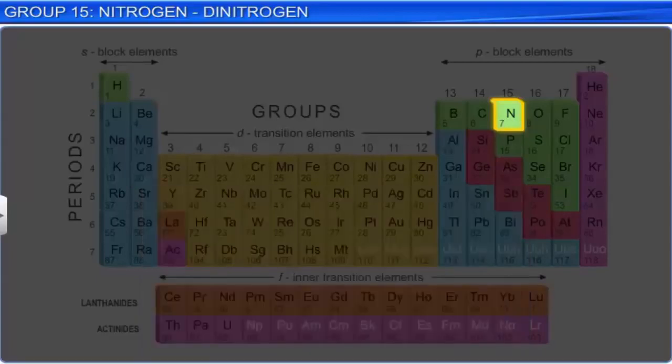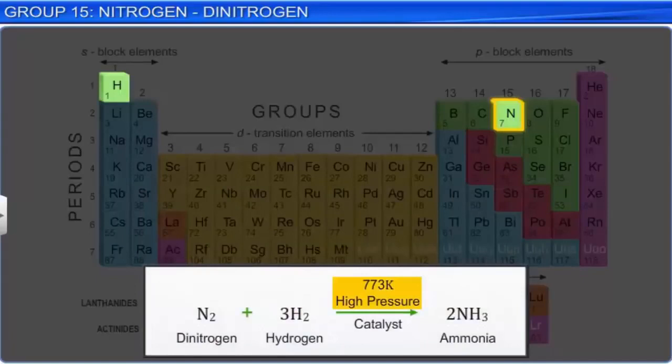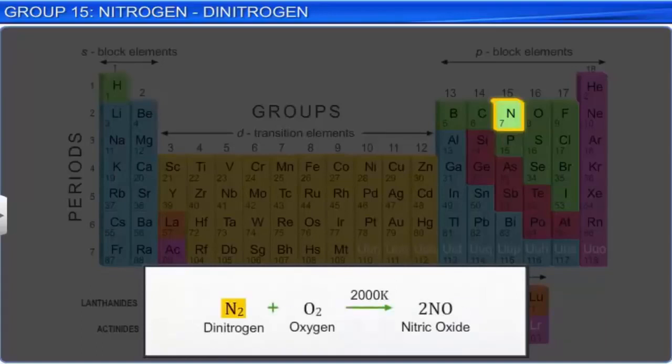It also reacts with hydrogen at high temperature and pressure in the presence of a catalyst to form ammonia, as shown here. Dinitrogen and oxygen react in equal volumes at a very high temperature of 2000 Kelvin to form nitric oxide, as shown here.